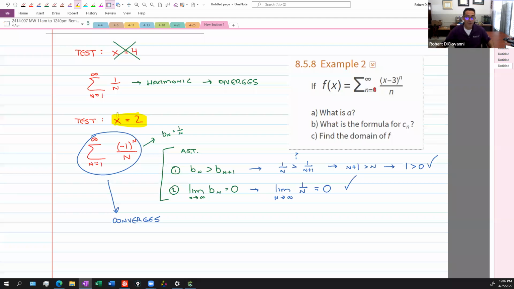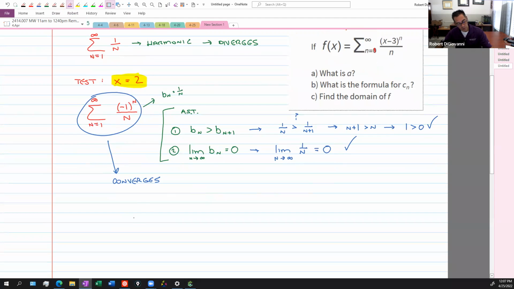So now we can finally answer part C. The domain of the function f is the closed interval from 2, open on 4. In other words, this is all x's greater than or equal to 2, but strictly less than 4. You can write that either way.